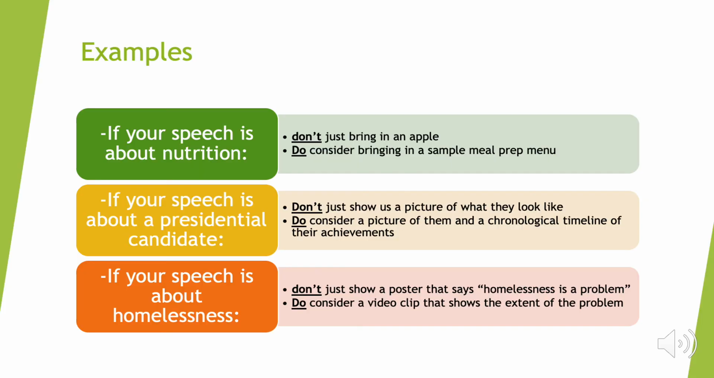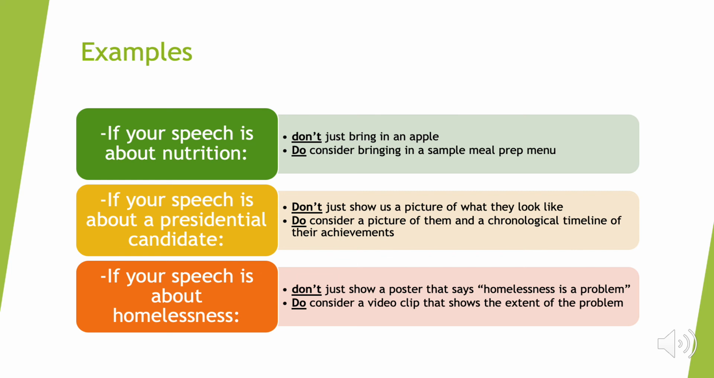So some examples of good and bad ways that we can approach a visual aid. Say you're giving a speech about nutrition. A bad visual aid would be to bring in an apple. We all know what an apple looks like. Most of us know what it tastes like. We know it's one of the nutritious snacks that we can have. So it doesn't really do much for your speech. What would do a lot for your speech is consider bringing a sample meal prep menu in for your audience to refer to. This would really help enhance the understanding of what nutrition is and some examples of nutritious meals that would enhance the quality and understanding of this topic of nutrition.